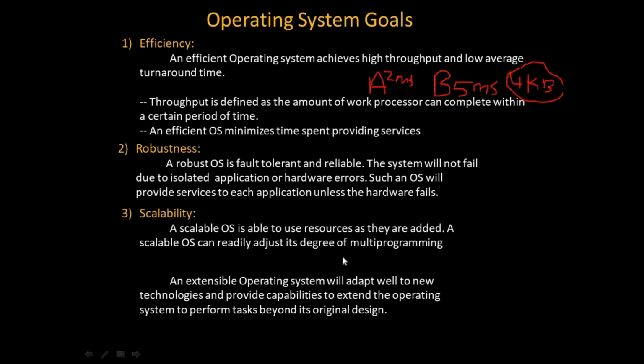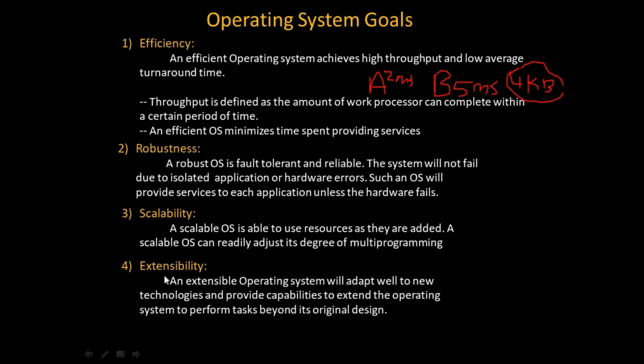Then we see that an extensible operating system will adapt well to new technologies and provide capabilities to extend the operating system to perform tasks beyond its original design. That's number 4, which is extensibility. So an extensible operating system will adapt well to new technologies and provide capabilities to extend the operating system to perform tasks beyond its original design.